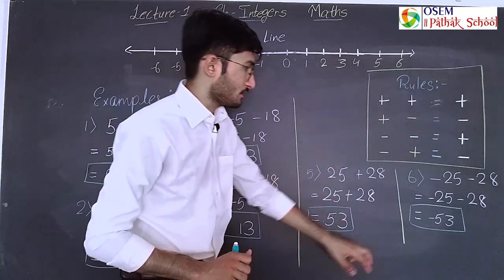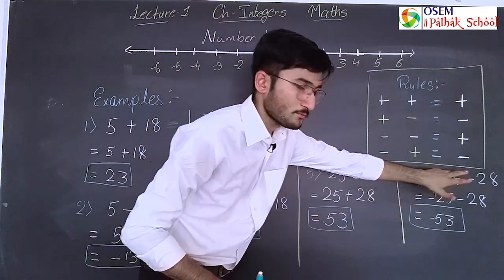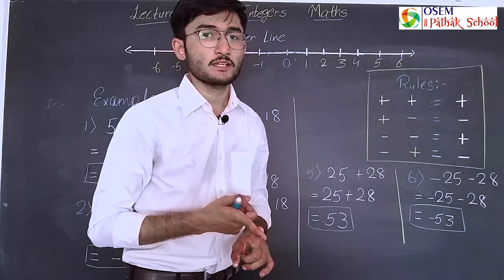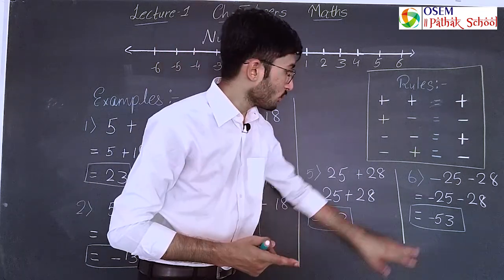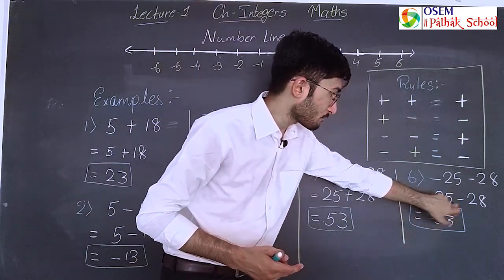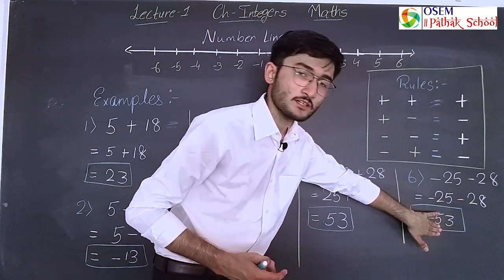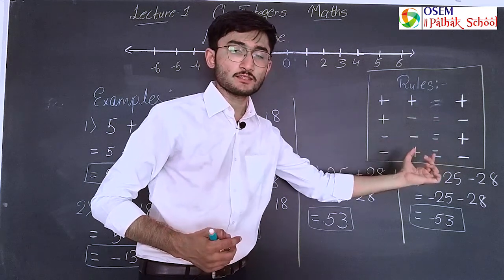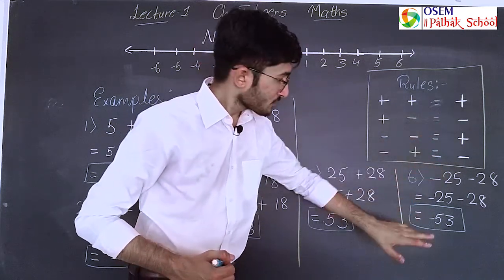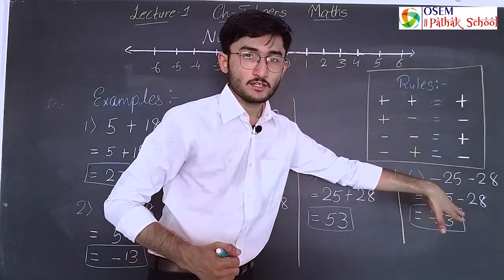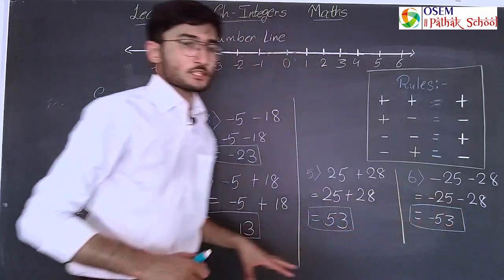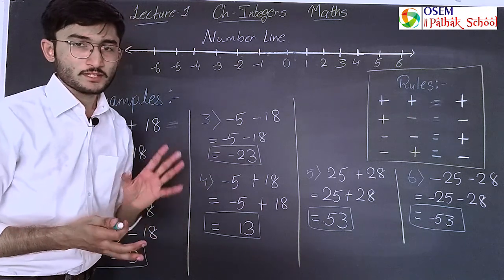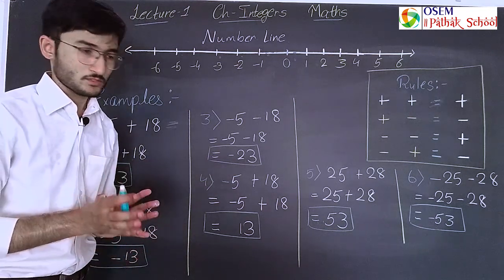The last example, minus 25 minus 28. Here both the integers are negative, so minus minus plus, right? So add both the numbers, 25 plus 28, that is 53. But 28 is the bigger number, and the sign before it is minus, right? So minus 53. So this was all about adding positive integers to negative integers.